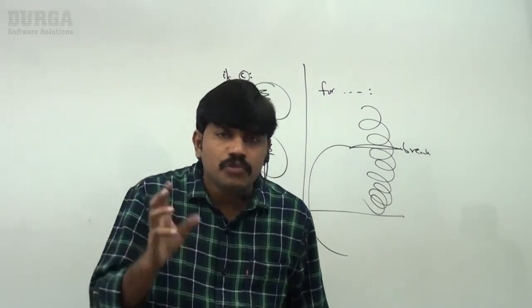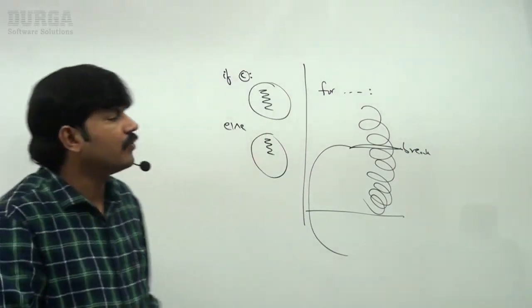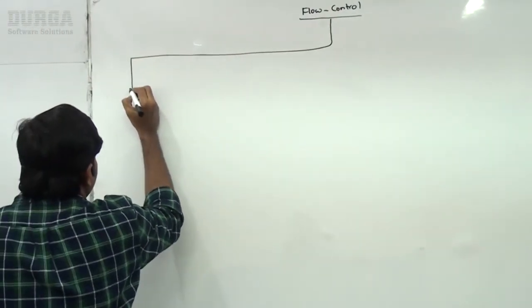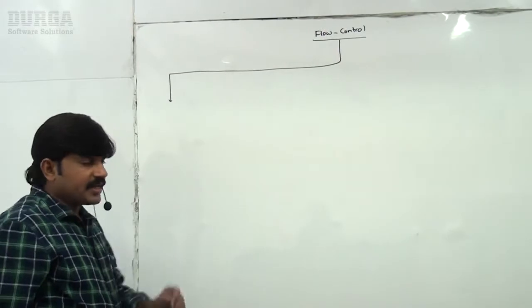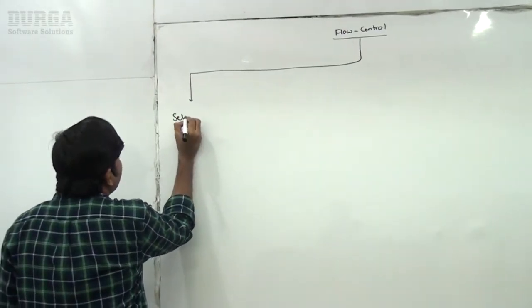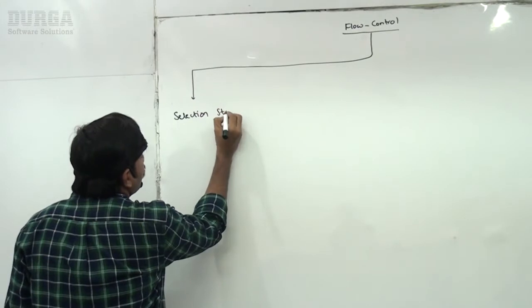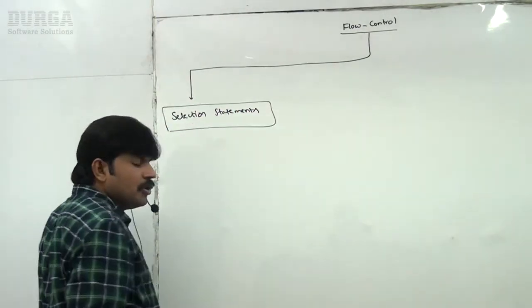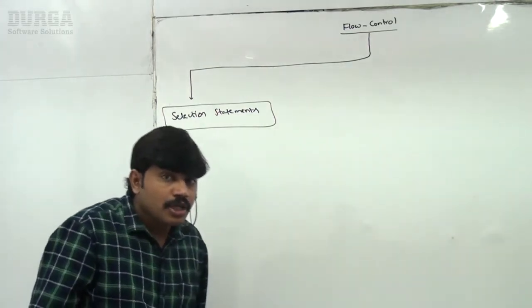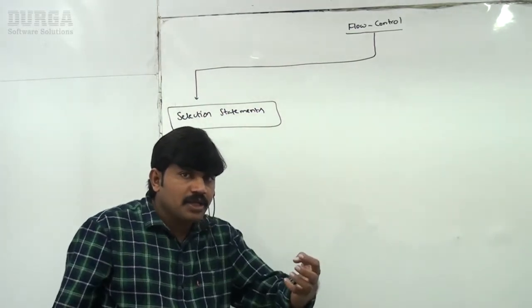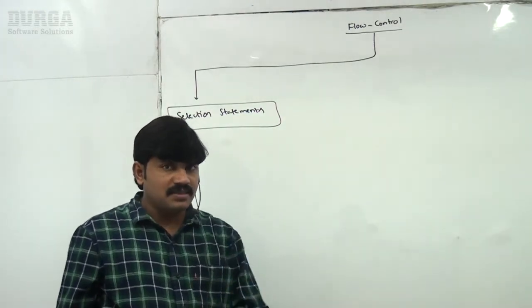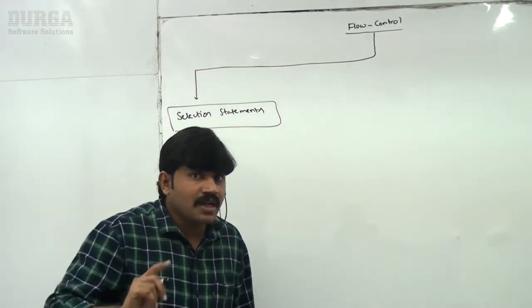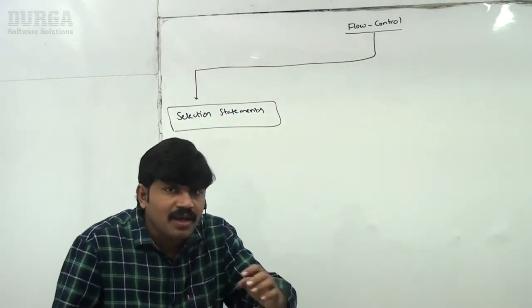In Python, which control flow statements are there? Just observe, all flow control statements are divided into three categories. The first one is selection statements. Based on some condition, select one option and execute it. Suppose in if else there are two options, but at runtime, based on the condition, only one option is executed, either the if part or the else part.